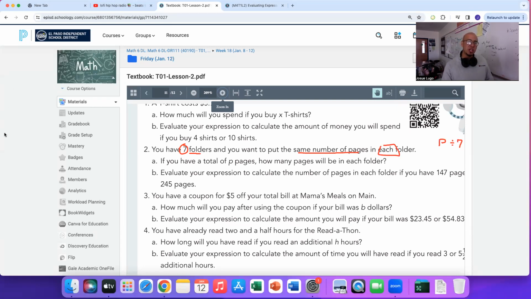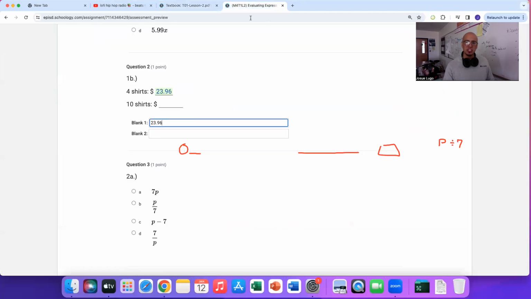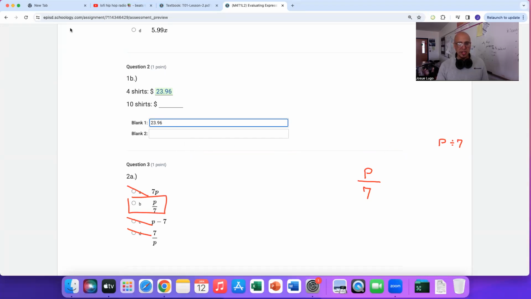So when I look at my answer choices, which of those is showing that situation where we're taking our pages and separating them into 7 equal folders? Well, if you notice, there's only 2 that are showing division. So it's not going to be A and it's not going to be C. But what is it that we're doing? Are we dividing the 7 folders into the number of pages? Or are we dividing the pages into each of the 7 folders? Clearly, guys, the answer is B. We're going to take the pages and divide them equally into each of the 7 folders. Now that we know that, we're going to use that expression. Let's look at 2B.